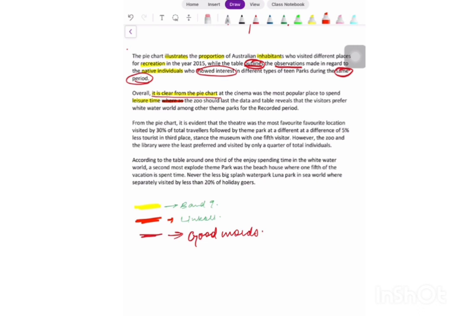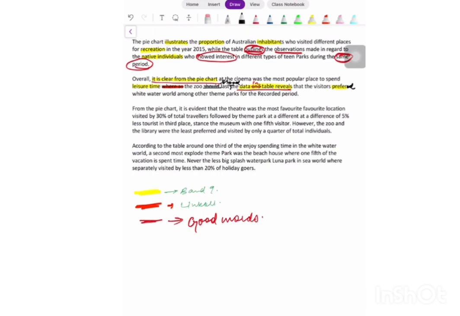The second most explored theme park. So this is a good band 9 word, "explored," but the spelling has been written wrong. Explored. Just a simple R will be here. Theme park was a beach house where 1/5. Again, a good word is used here. 1/5 of the vacation is spent.